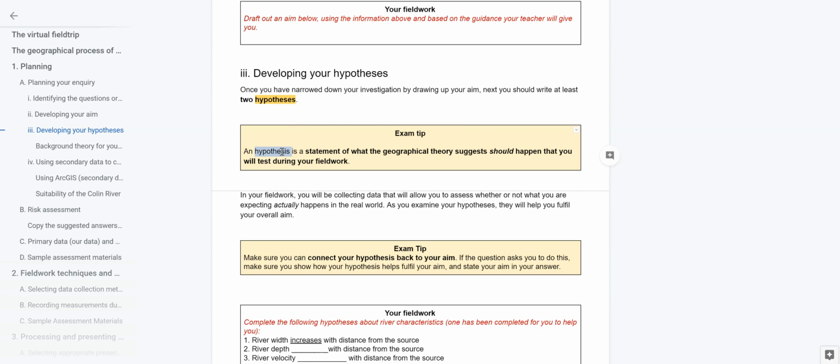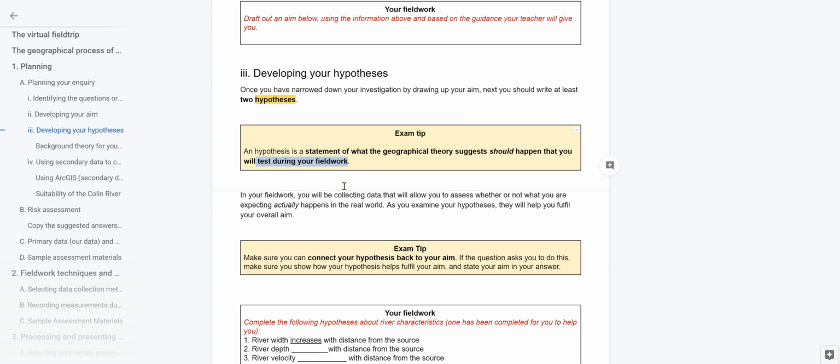I don't believe that you've come across this yet in science, but you will. So whenever your science teachers are covering this with you, this is your opportunity to show them how smart you are because you know what this word is, courtesy of being a cool geographer. So what is a hypothesis? It's a statement of what the theory suggests should happen. What the geographical theory suggests should happen, and that's the thing that you're going to test in your fieldwork.